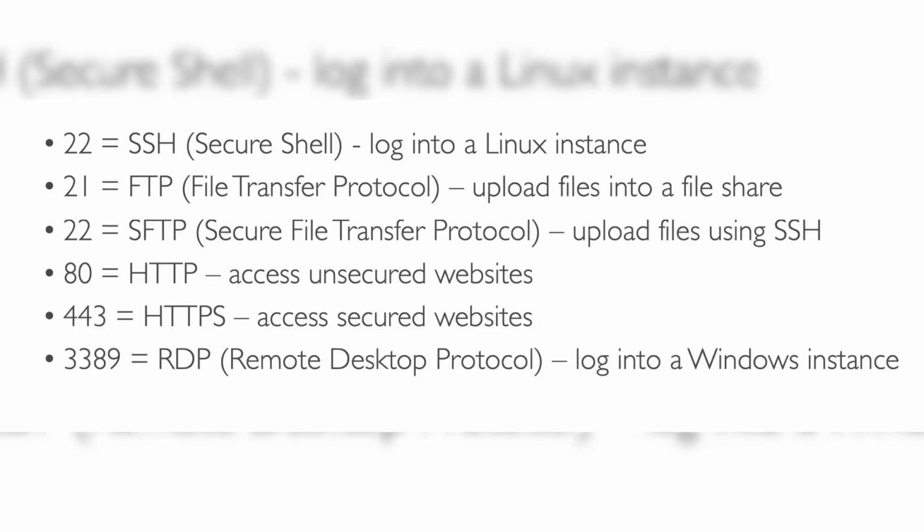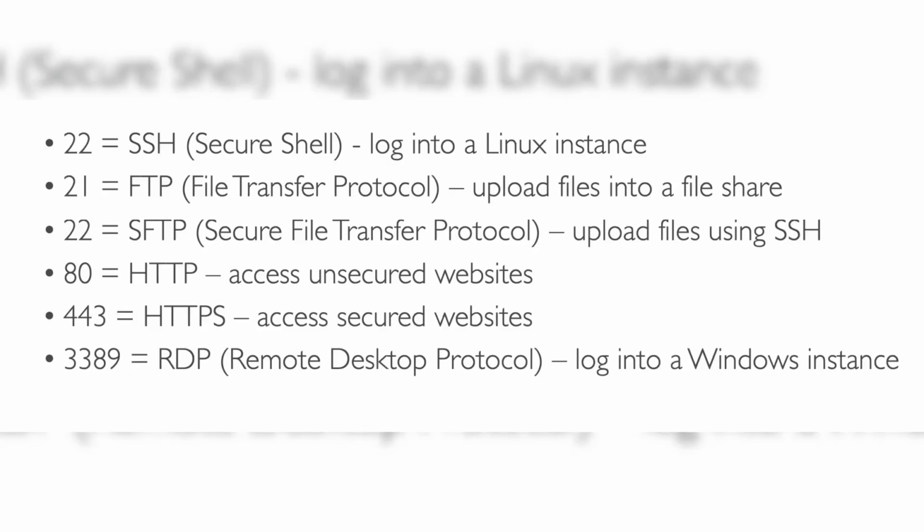Then we have port 80, which we are all aware of, which is for HTTP. Port 80 is for unsecured website access. HTTPS has port 443, which is mainly used for secured websites. And there is one more port, 3389, which is used for RDP, remote desktop protocol. Using this port, you can log into Windows instances. So this is all we had in the security groups.